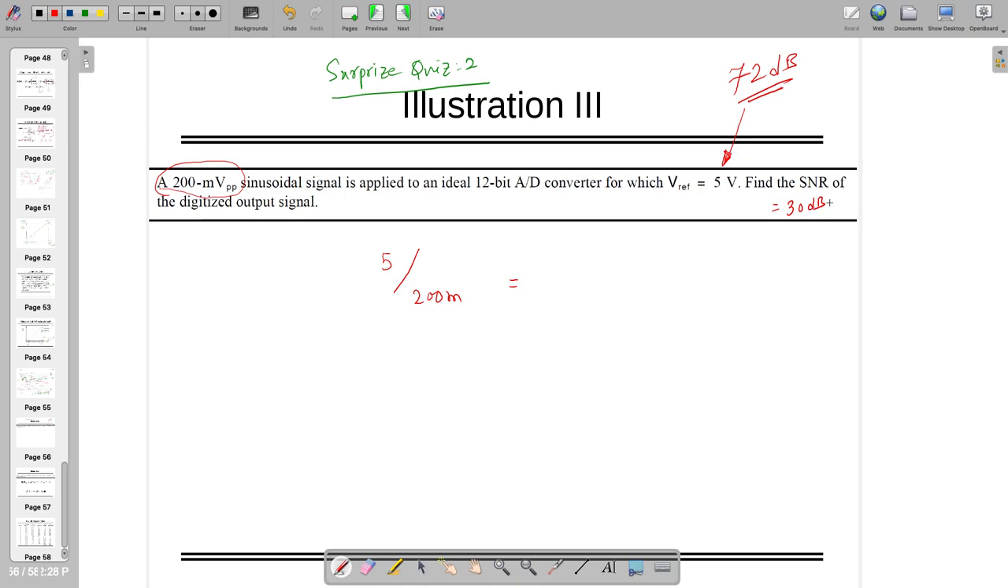So have you asked me like 30 dB and then this one or 30 dB? Okay. So how did you get this answer? Resolution. 1 LSB is 4 millivolts, and input is 200 millivolt peak to peak. And it will consider only 5 bit. Okay. Quantize.